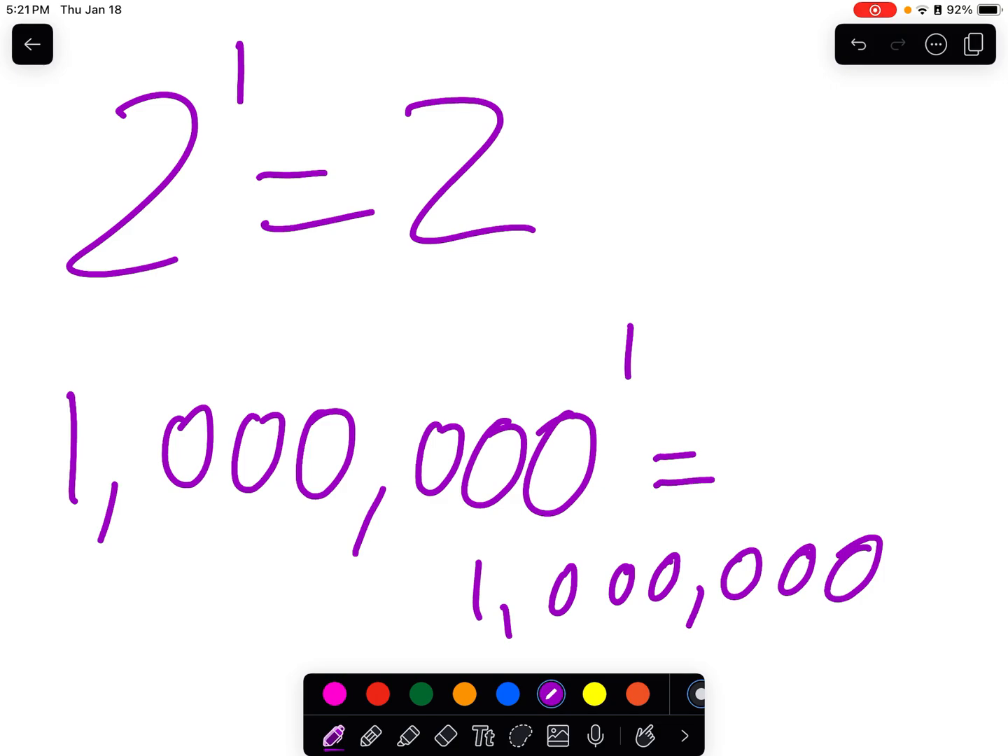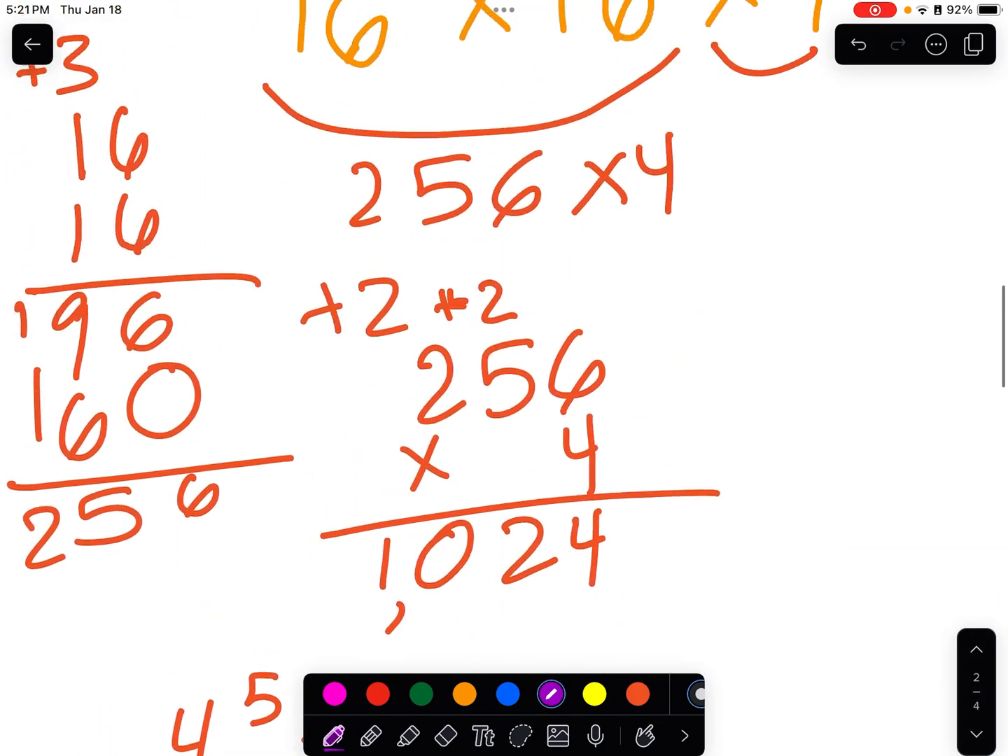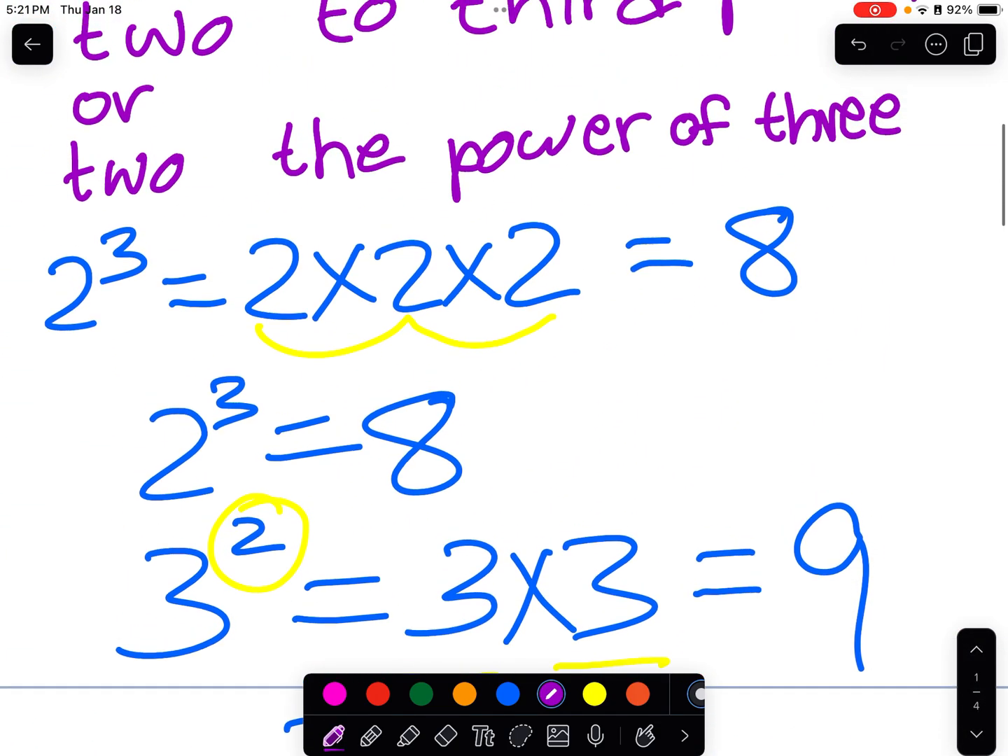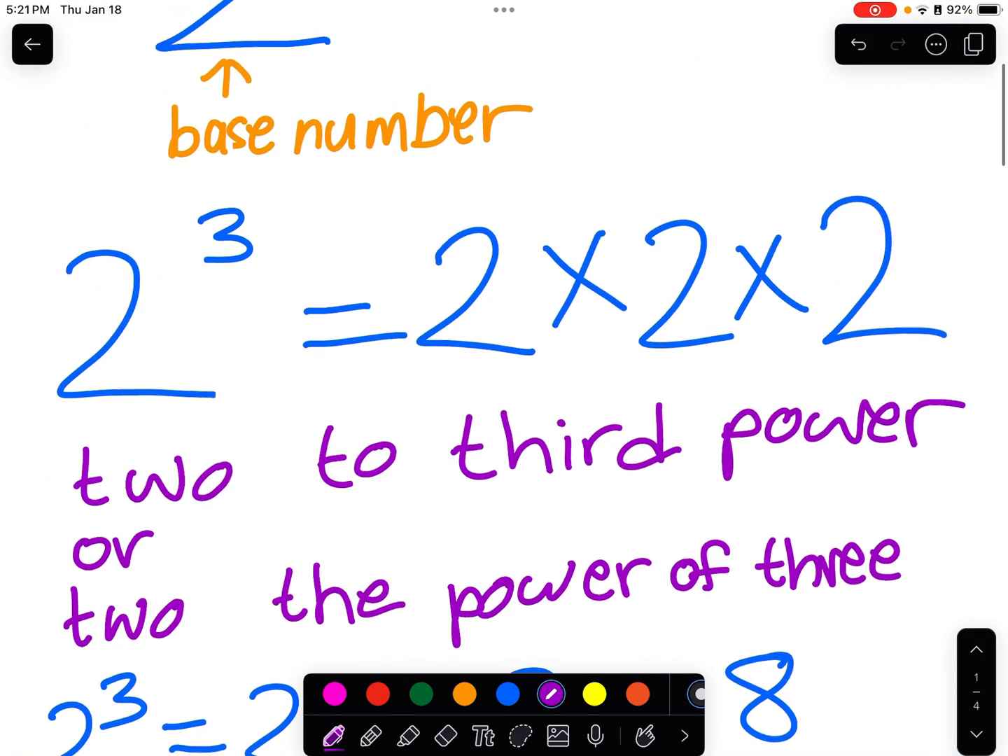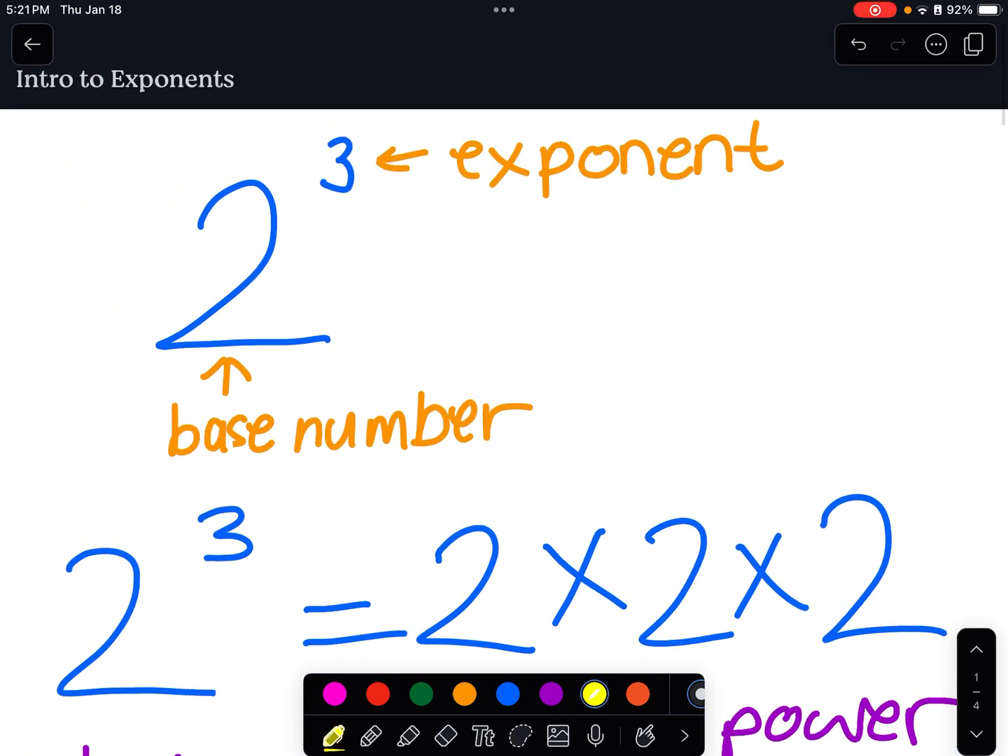And on that note, my friends, I'm going to cut the video now because I hope and think that you have gotten a sense of what exponents are all about. Now remember, we've got the base number, and then that number to the right is called the exponent.